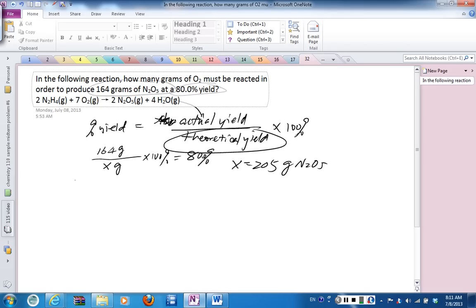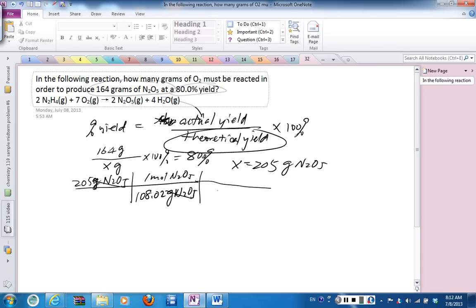Alright, so once we get the theoretical yield, we can do our regular stoichiometry setup. 205 grams of N2O5, molar mass of N2O5: 2 nitrogen, about 28, and 5 oxygen, about 80, so 108.02 grams of N2O5 per 1 mole. Grams of N2O5 cancel. We got moles of N2O5.